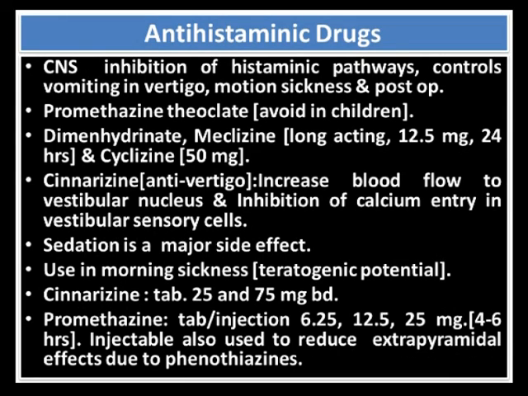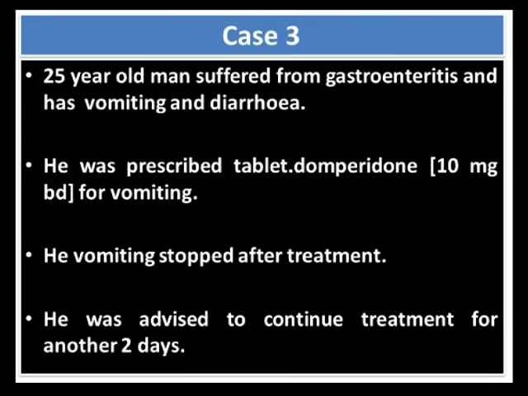Cinnarizine, mostly for ear problems and vertigo, is available as tablets of 25 and 75 milligrams. Promethazine is available as tablets and injections, 6.25, 12.5, 25 milligrams, 4 to 6 hourly. Injections are also used to reduce extrapyramidal effects due to phenothiazine. So that's important. If you want to use any sedative, you can use antihistaminics like promethazine. And the thioclate is one salt that is more used in vertigo cases or vomiting cases. So that's about antihistaminic drugs.